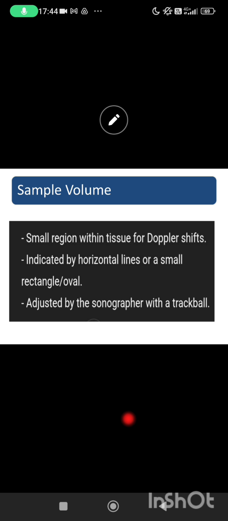Dr. Awadia. For sample volume, a small region within the tissue for Doppler shift indicated by horizontal line or a small rectangle or oval adjusted by the sonographer with the trackball.